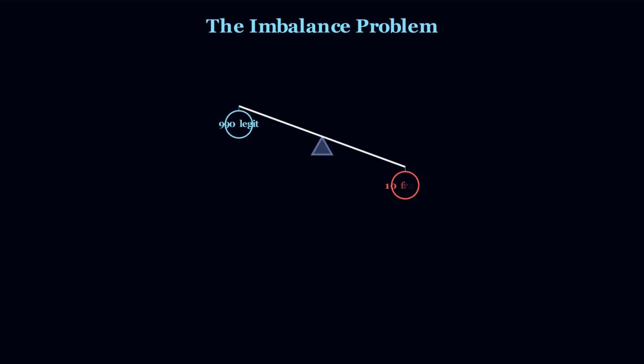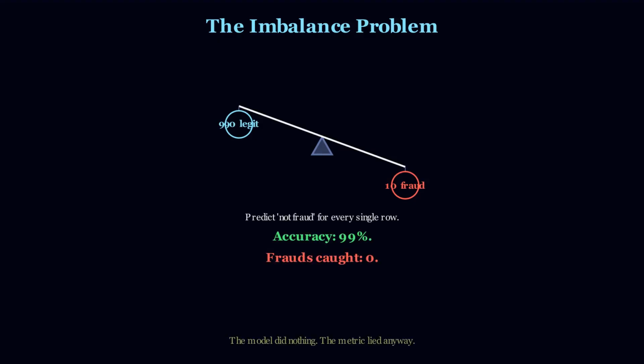Here's the dataset. 990 legit transactions. 10 fraud transactions. Now watch this. Predict "not fraud" for every single row. You just scored 99% accuracy. And caught exactly 0 frauds. The model did nothing. The metric lied anyway.